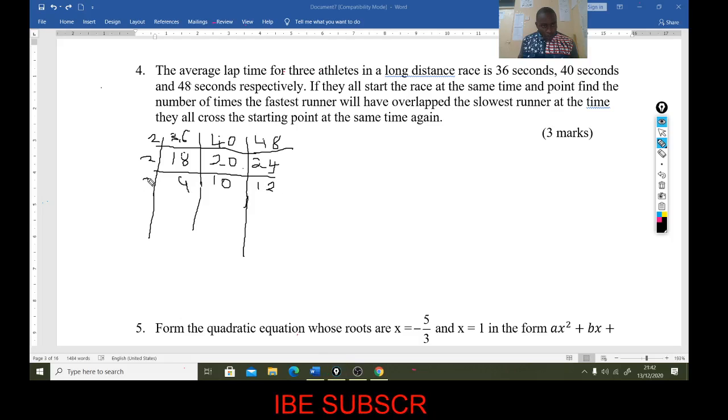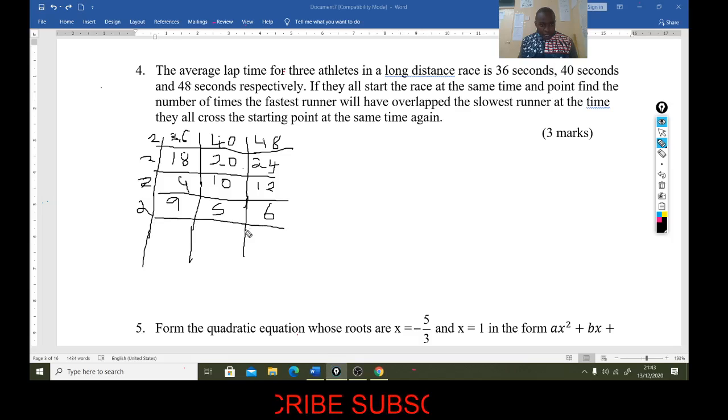2 can also come here. 2 can't go into 9, so we retain the 9. 2 goes into 10 5 times, 2 goes into 12 6 times. We don't stop until the end. 2 cannot go into 9, so we retain the 9. 2 cannot go into 5, we retain it. And 2 goes into 6 3 times.